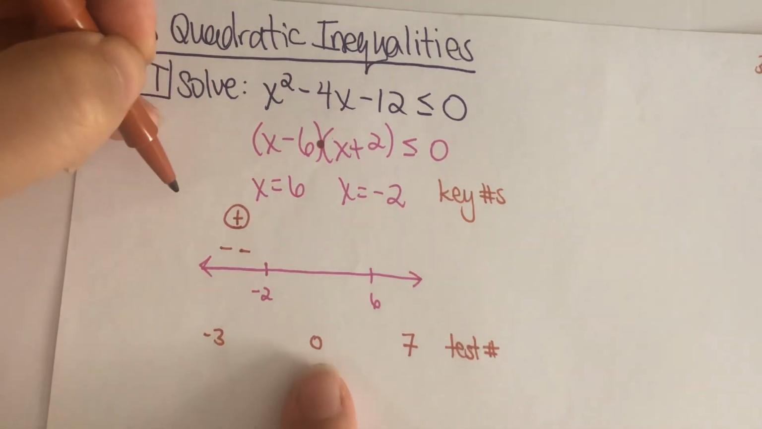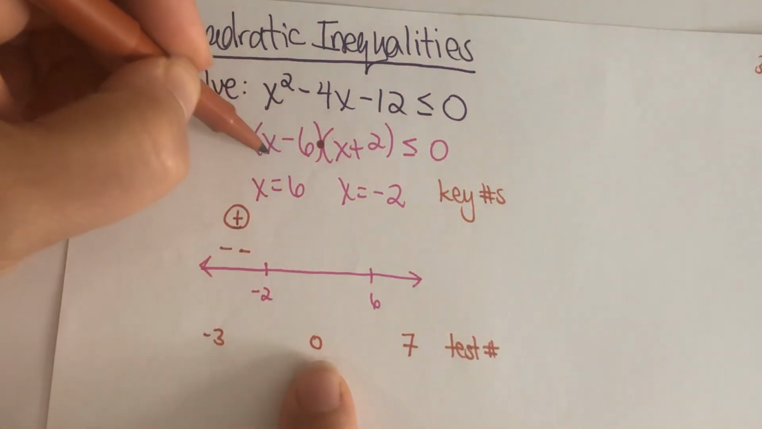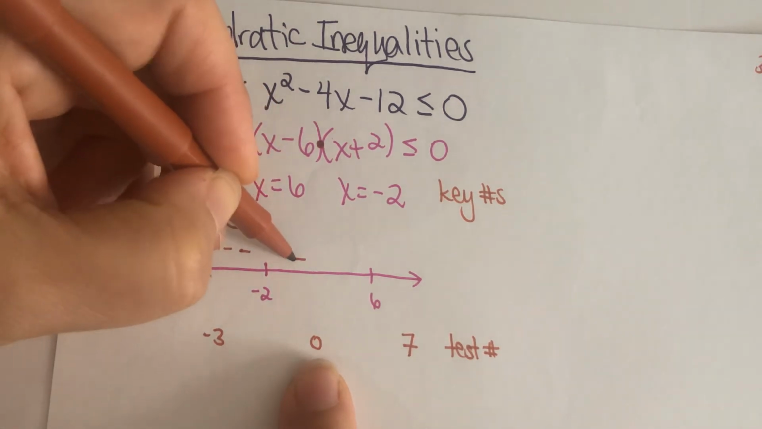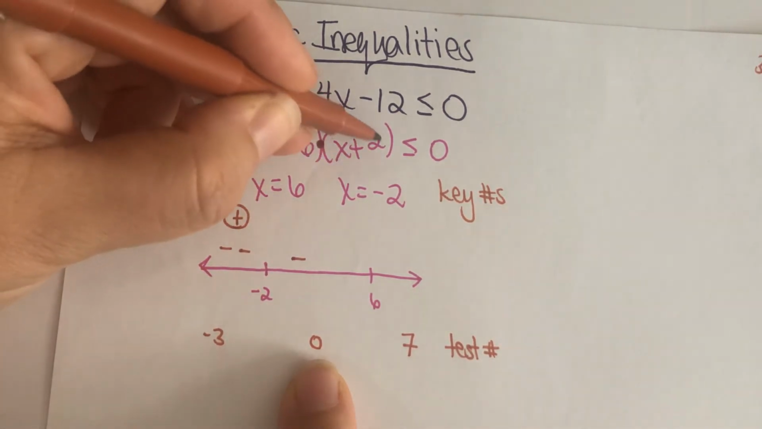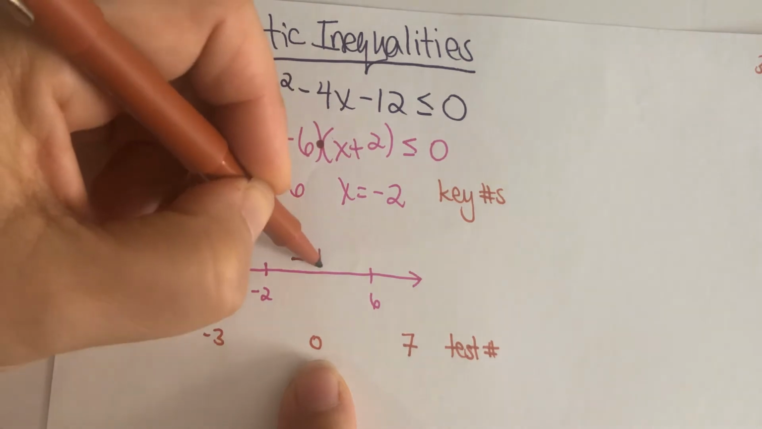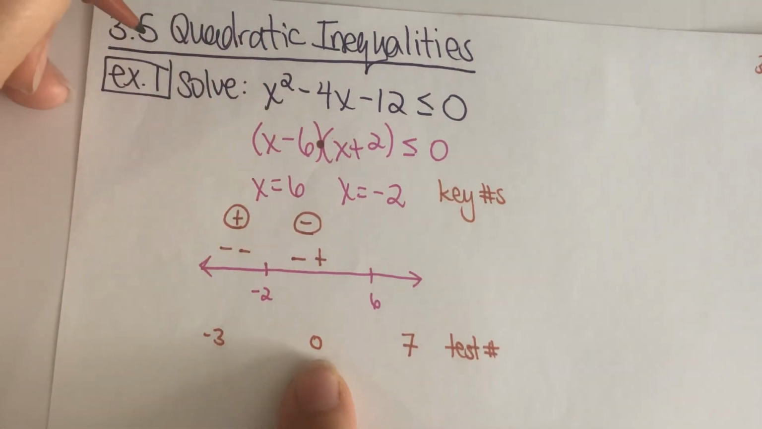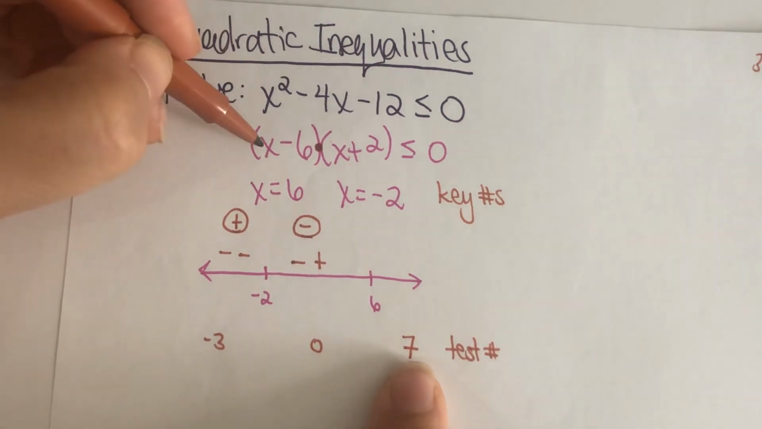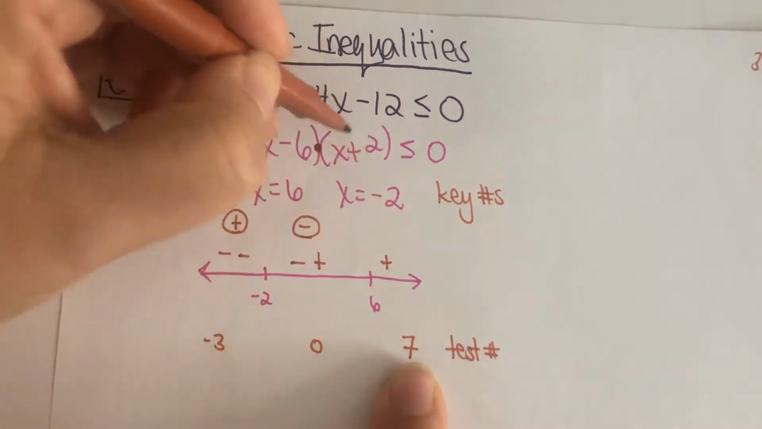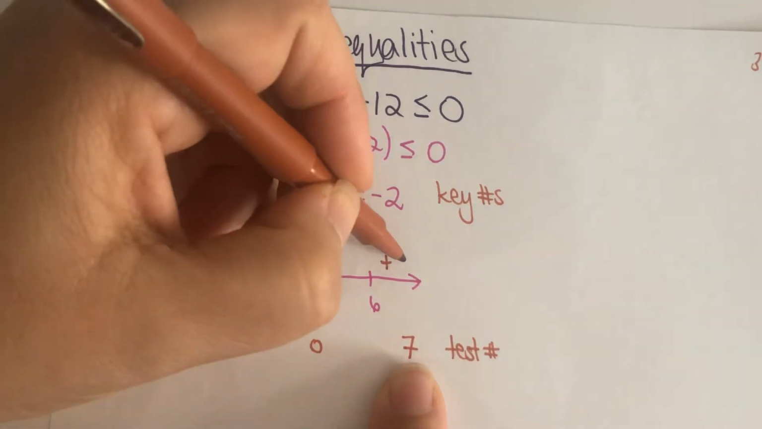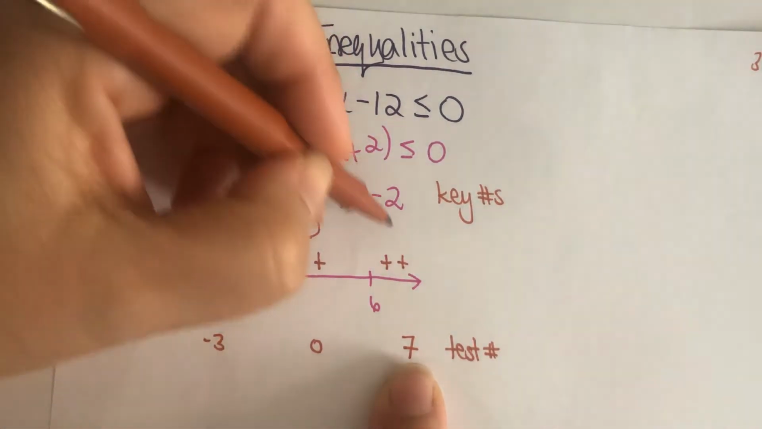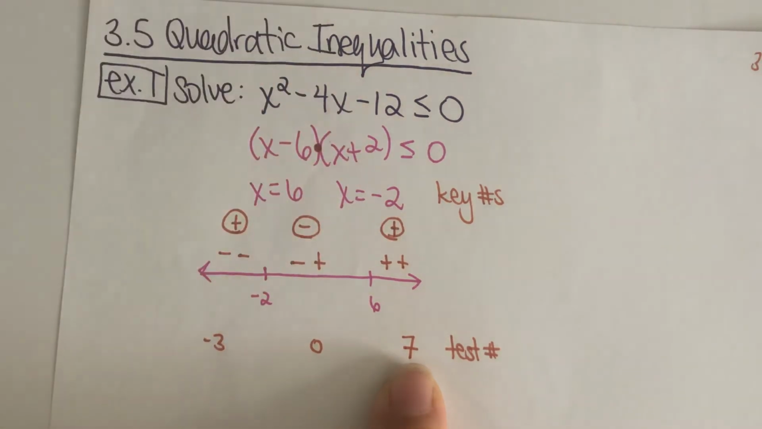I'm going to do that 2 more times. Plugging in a 0 in the first parenthesis gives me a negative. Plugging in a 0 into the second parenthesis gives me a positive. And a negative times a positive is a negative. One more time. Plugging a 7 into the first parenthesis gives me a positive. Plugging a 7 into the second parenthesis also gives me a positive. And a positive times a positive is a positive. Okay?